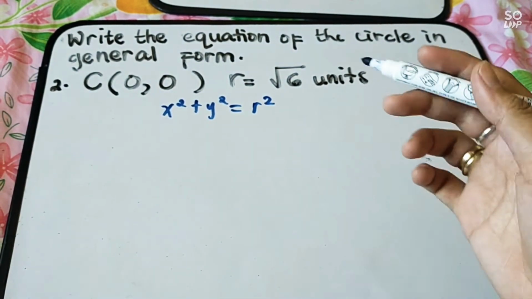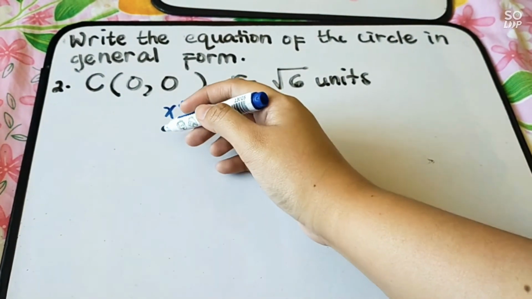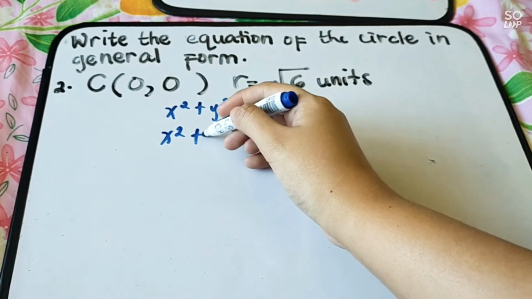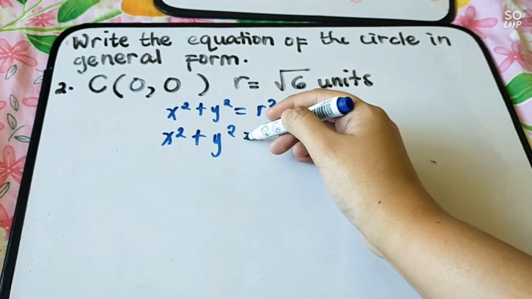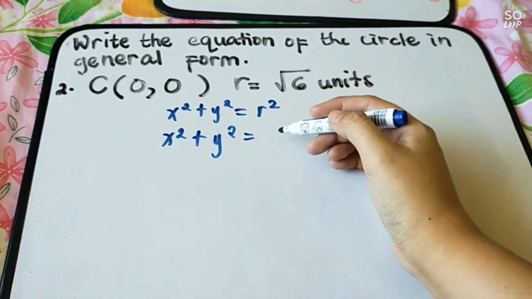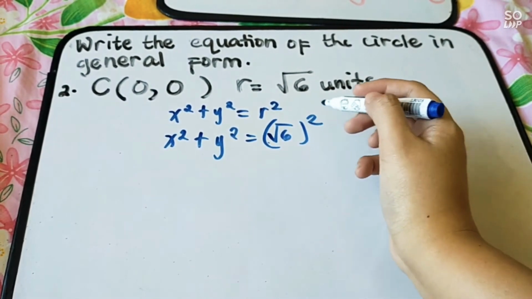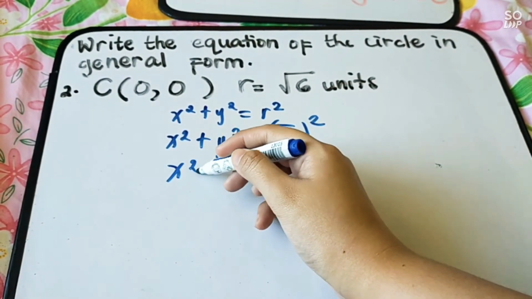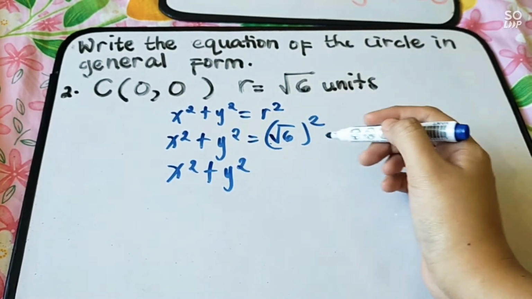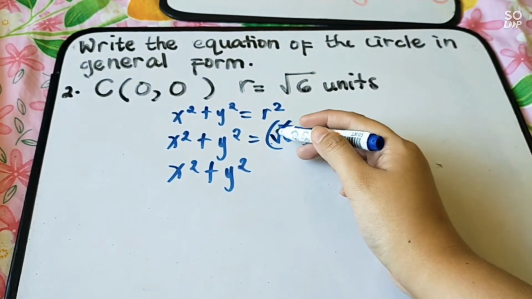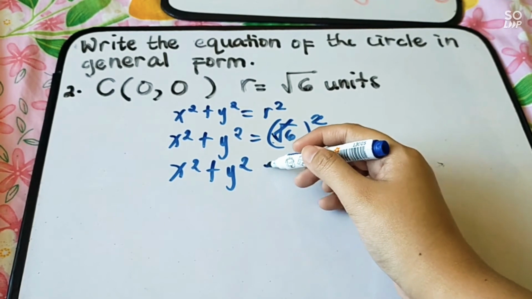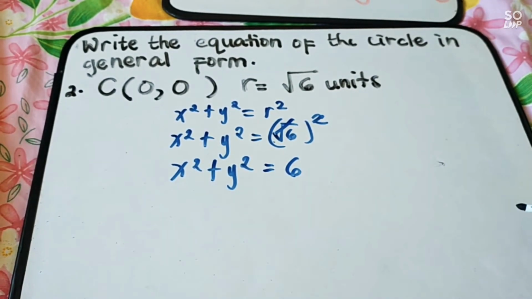So, you are going to substitute. So, x squared plus y squared, ang papalitan mo lang ay si r. Ang r mo is square root of 6. Then, square mo lang yan. So, you have x squared plus y squared. Then, canceled out ng square yung radical sign. Ang matira mo na lang ay si positive 6.